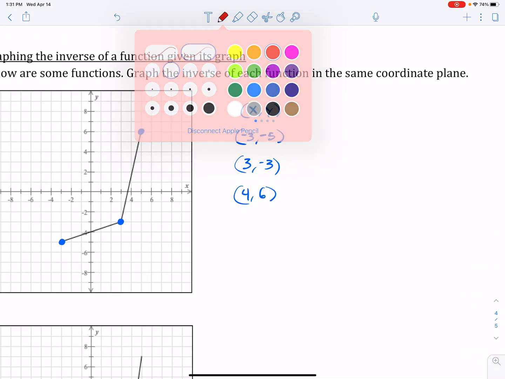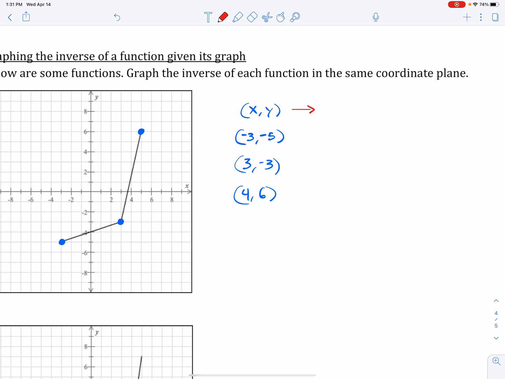So let's do this one in red. Instead of having x first, I want to put my y first, comma x. So I just switched these. Instead of -3 comma -5, I need to put the y first. That's -5 comma -3. We're going to do the same thing for this one. The y comes first, -3 comma 3. And then we're going to have 6 comma 4.